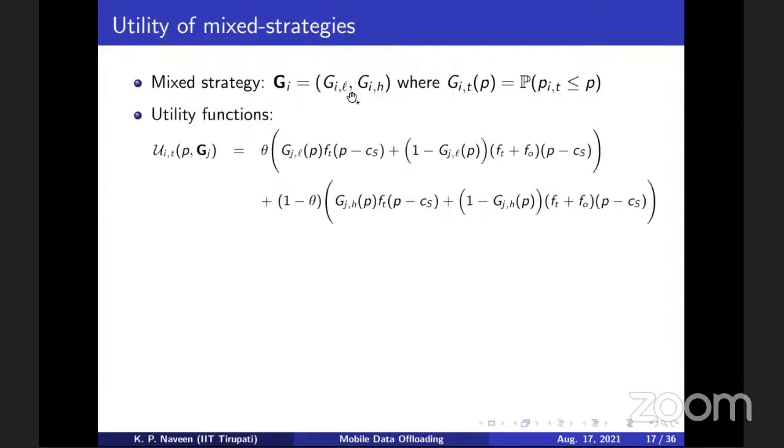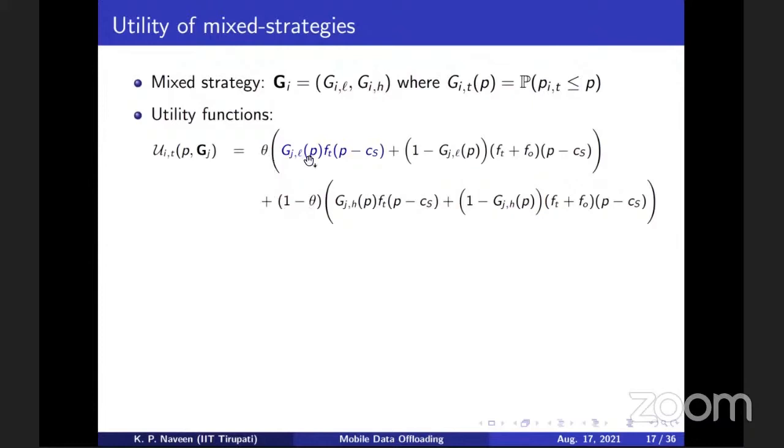Now, suppose I know the mixed strategy of SSPJ, and let's say SSPI sets some price P, and the type of SSPI is T. It could be low or high. Okay. So what is the utility function? Let's write down the utility function. There are two possibilities. With probability theta, the flow at SSPJ is going to be low. With probability 1 minus theta, the flow is going to be high.